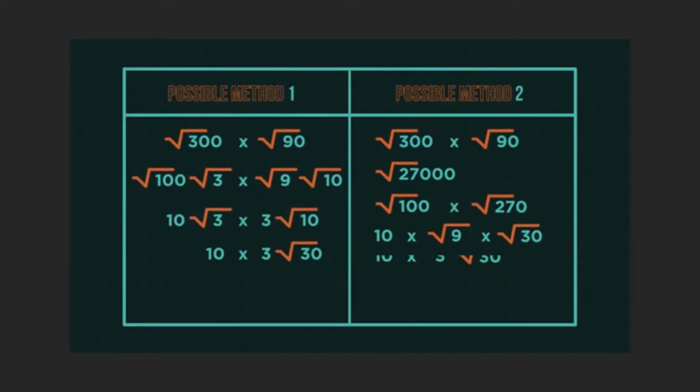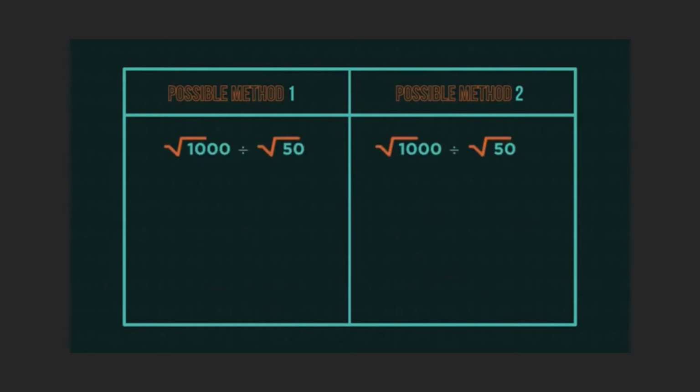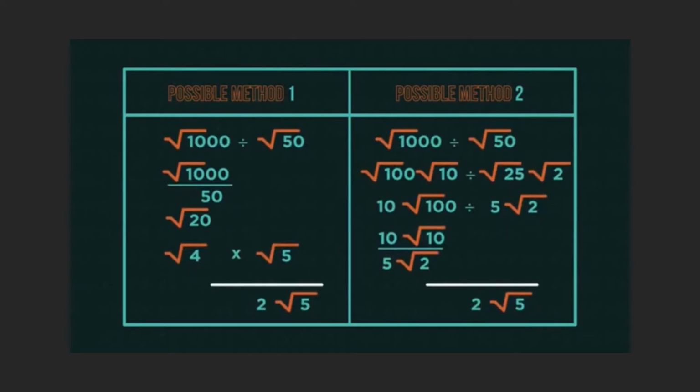You may have done different working to what I have, but here are some different options. So there we have multiplying and dividing with surds. We often combine these two skills with simplifying at the same time.